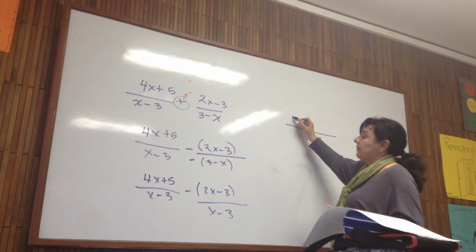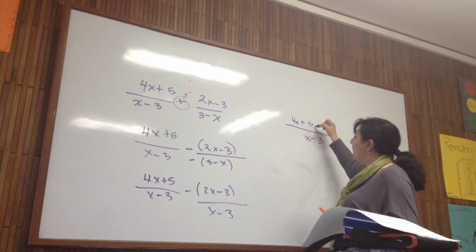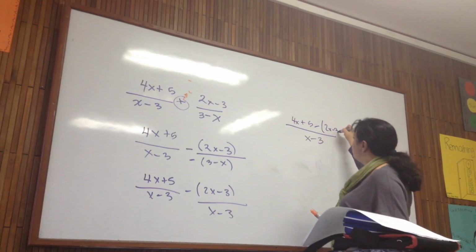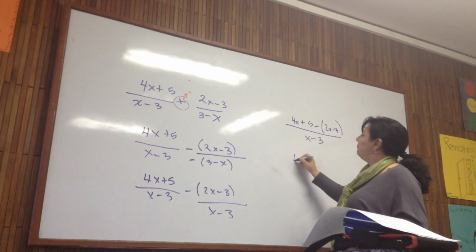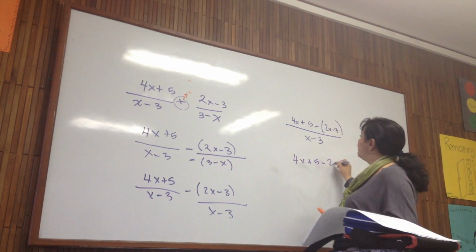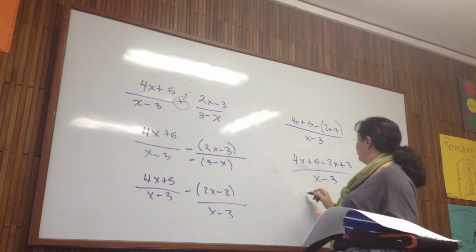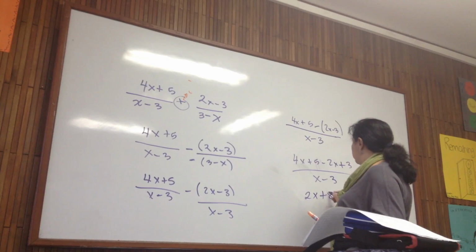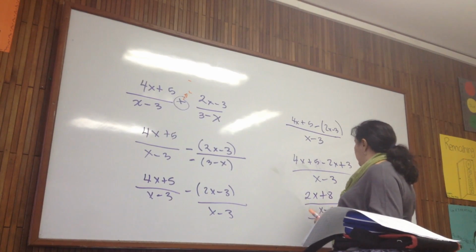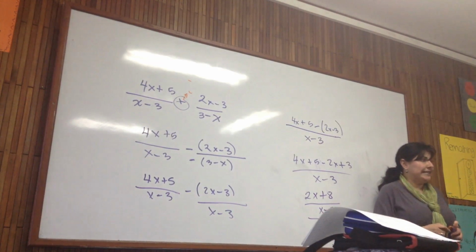So I've got 4x plus 5 minus 2x minus 3, all of it. 4x plus 5 minus 2x plus 3. And now I can simplify. This would be 2x plus 8 over x minus 3. Is that clear? What I did and how I did it?